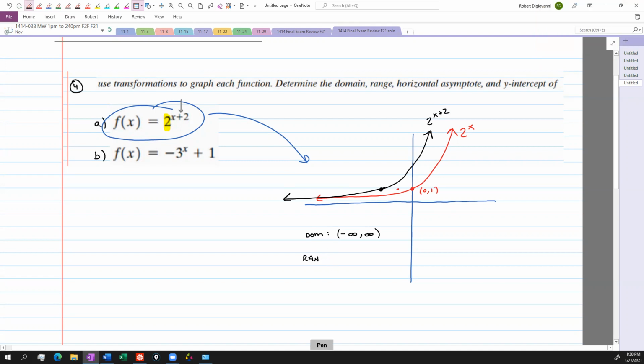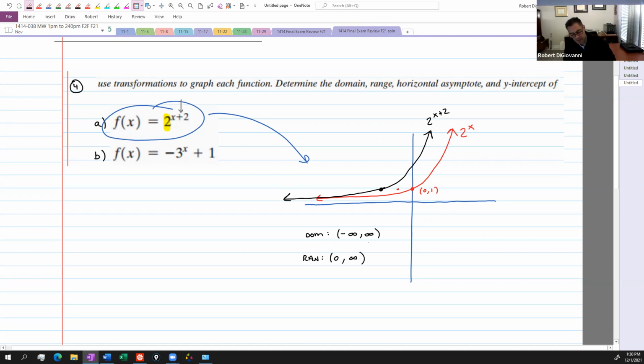The same thing. From 0 to infinity, but not including 0. 0 to infinity, right? We never actually hit negative numbers, so we never get any negatives and we never hit 0. We don't have an x-intercept, right? So we have just from 0 to infinity for range.